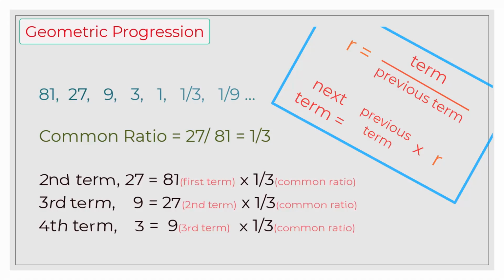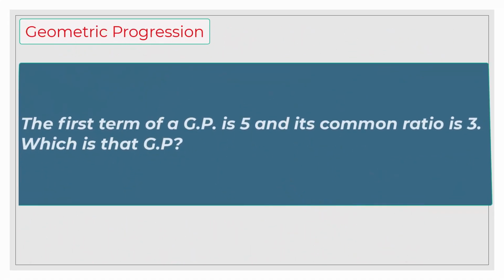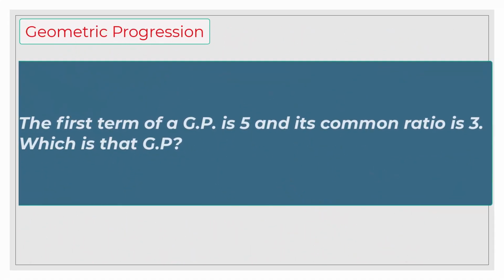Here is a question for you. Suppose the first term of a GP is 5 and the common ratio is 3. Can you write the GP?